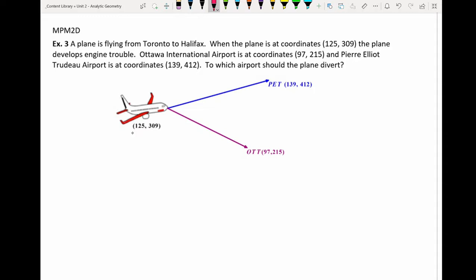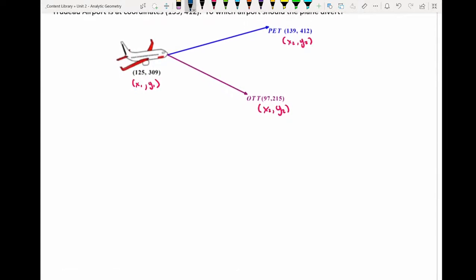So in either case, my first point, the plane, is going to be my x1, y1. And then each airport is going to be my x2, y2. And from there, we're basically just going through and doing our length of a line segment formulas. So if we look at the distance to Ottawa, we know the formula it has to take, because again, between two points, it's the square root of (x2 minus x1) squared plus (y2 minus y1) squared.